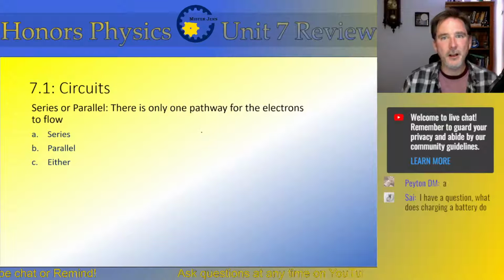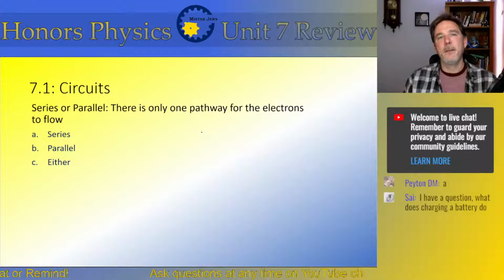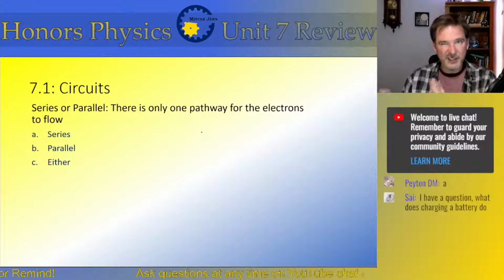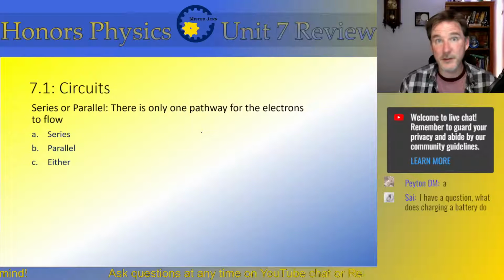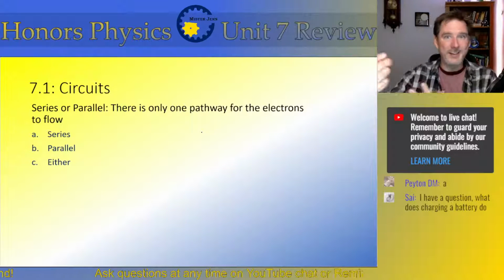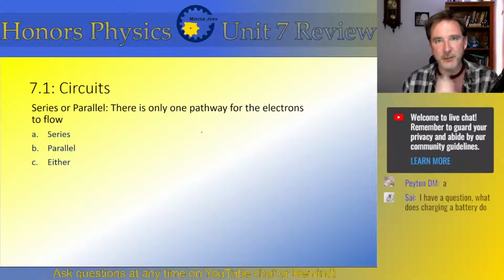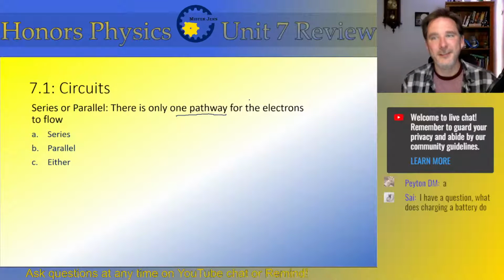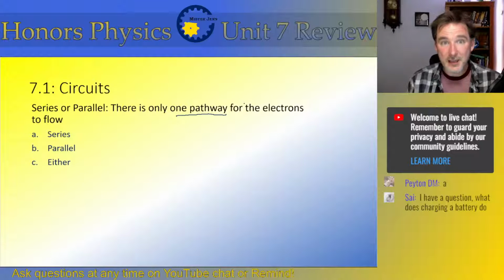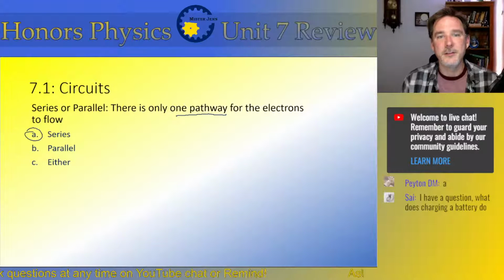All right, series or parallel. There was only one pathway for the electrons to flow. You don't have to put it in the chat because, like I said, with the delay, I don't see it until like a 10 or 15 second delay. And that goes both ways. So you answer this question to yourself. One pathway. That is basically the definition of series.